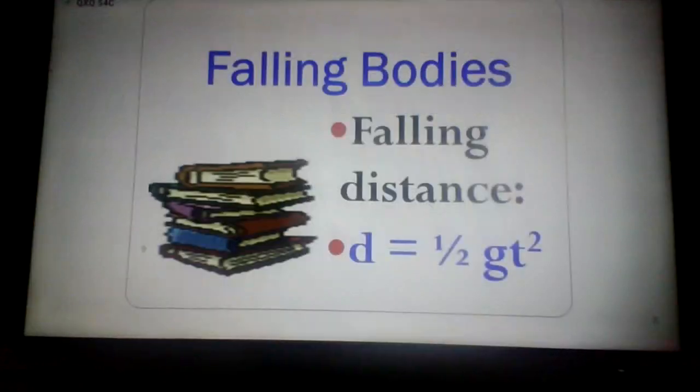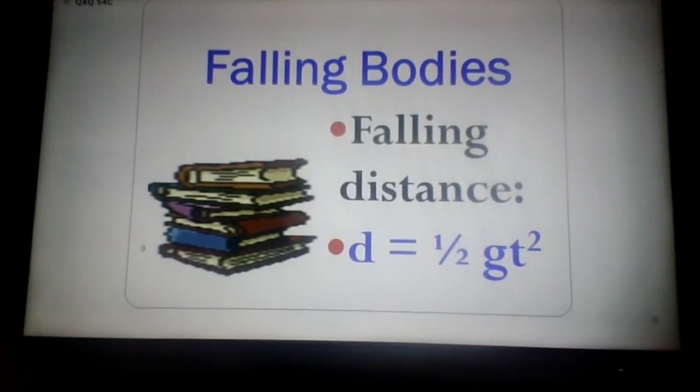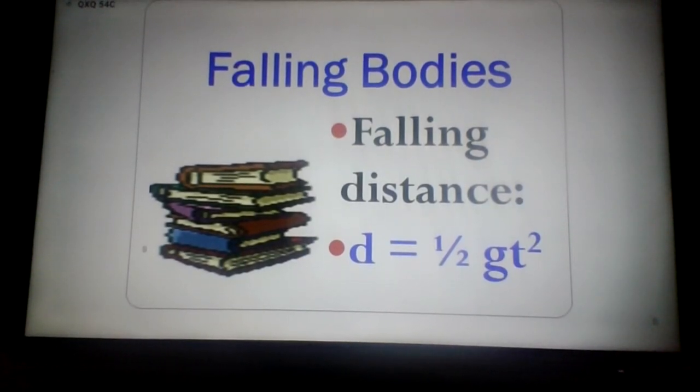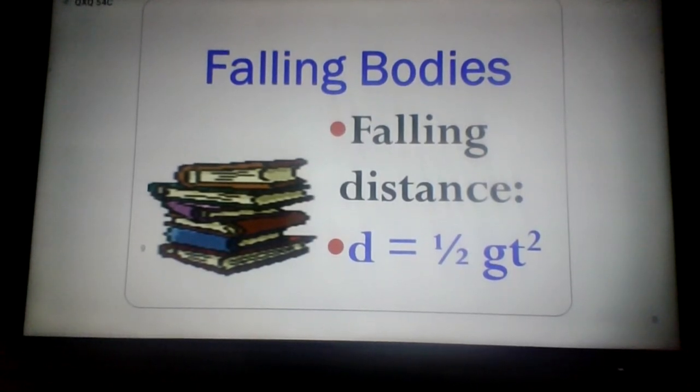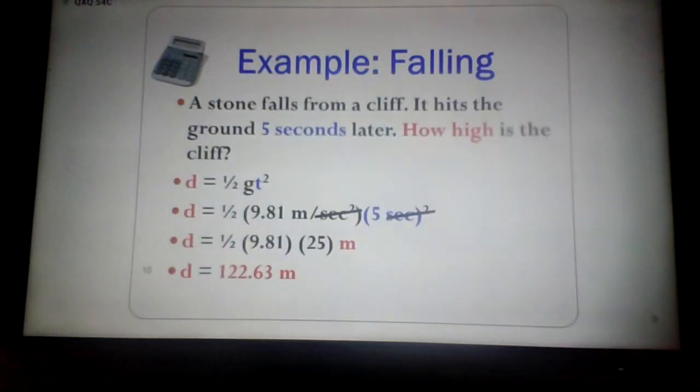Ready? You've seen this equation already. Falling distance, d equals 1/2 g t squared. But I'm reminding you of that again because we're going to continue using this. Falling distance, how high did the object fall from? And we will use this equation to calculate. And if we know the distance, we can calculate the time needed for that object to fall simply by doing a couple of algebraic steps. And we will do those in the practice problems.